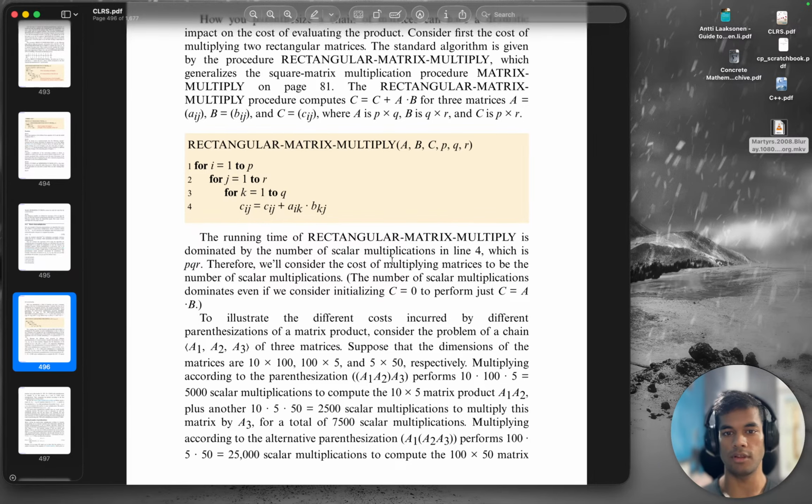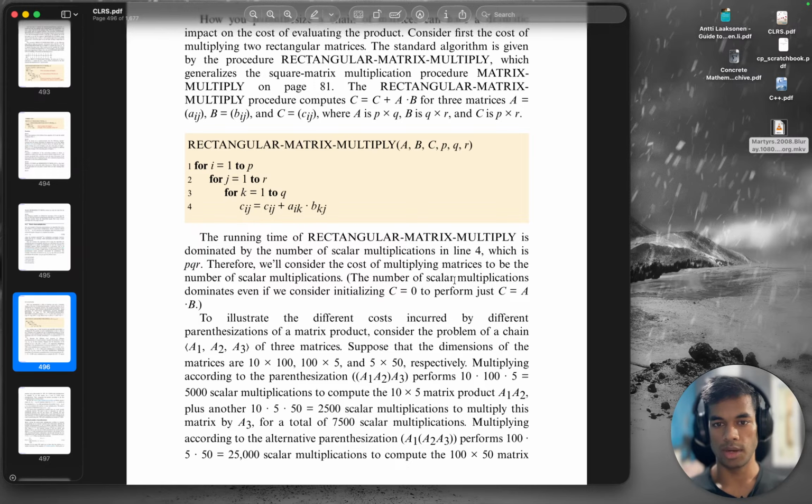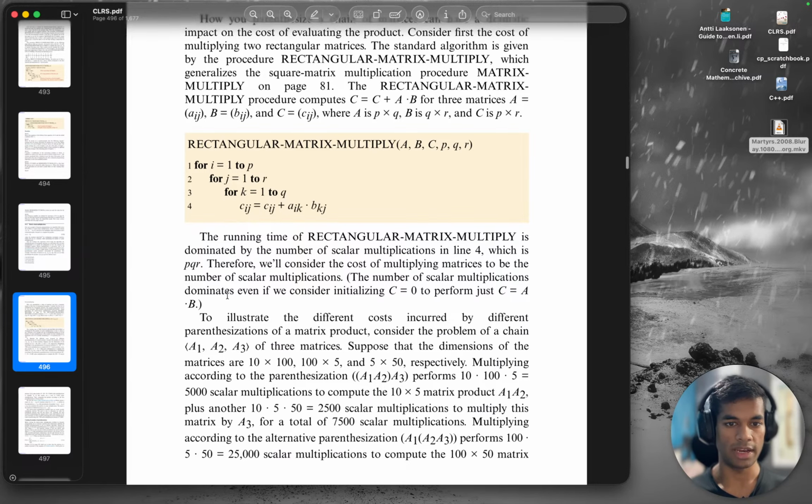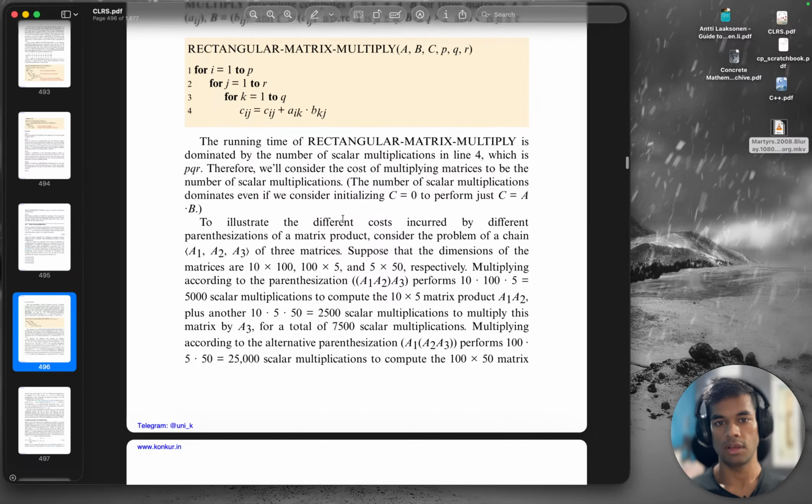Therefore, we will consider the cost of multiplying matrices to be the number of scalar multiplications. The number of scalar multiplications dominates even if we consider initializing C equals 0 to perform just C equals A into B to illustrate the difference.